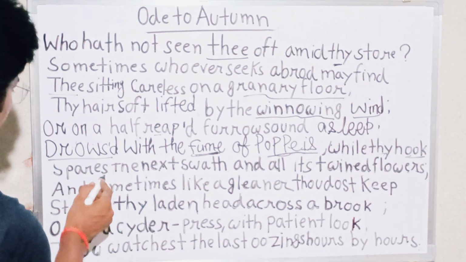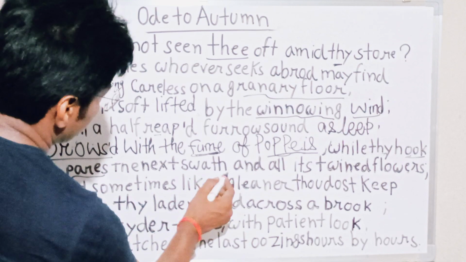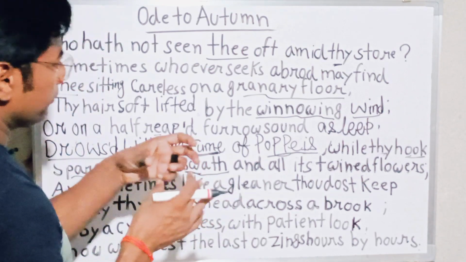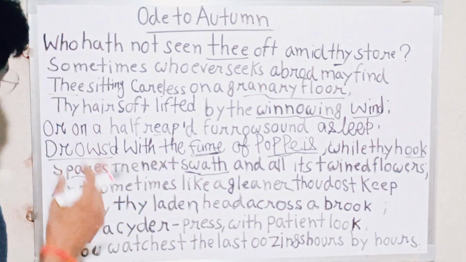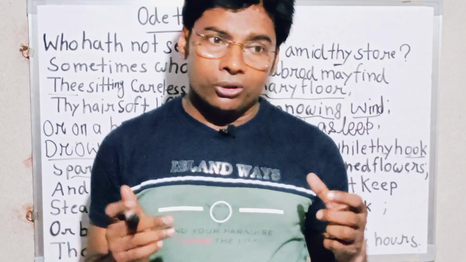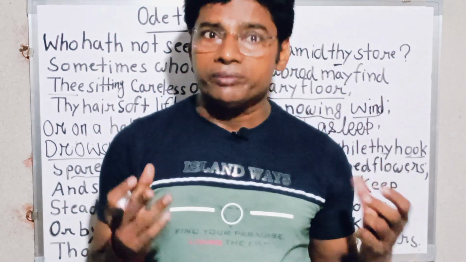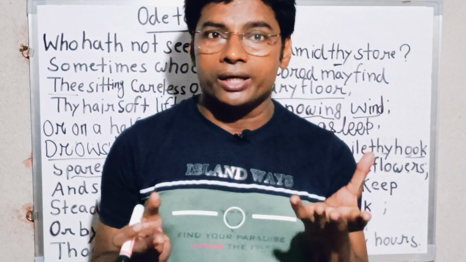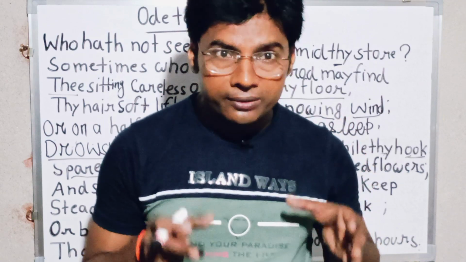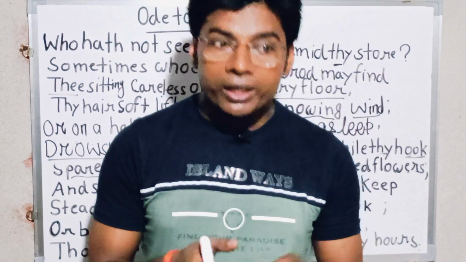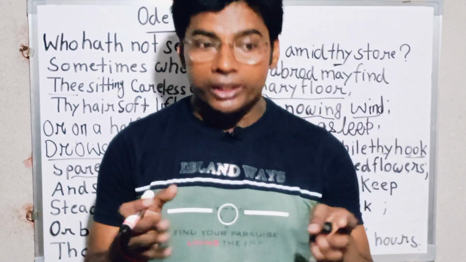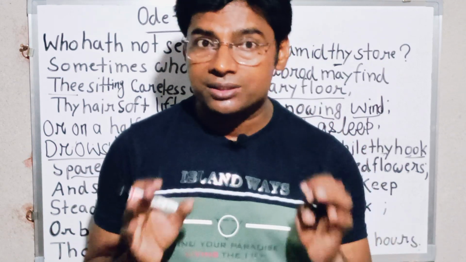See, spares means misses the next swath. I told you that swath or furrow means a kind of a line. Here we can understand that the farmers in the villages of England grew their crops in a particular kind of line, in a very disciplined manner, and one farmer could be seen cutting one particular line in a very careful and steady manner.